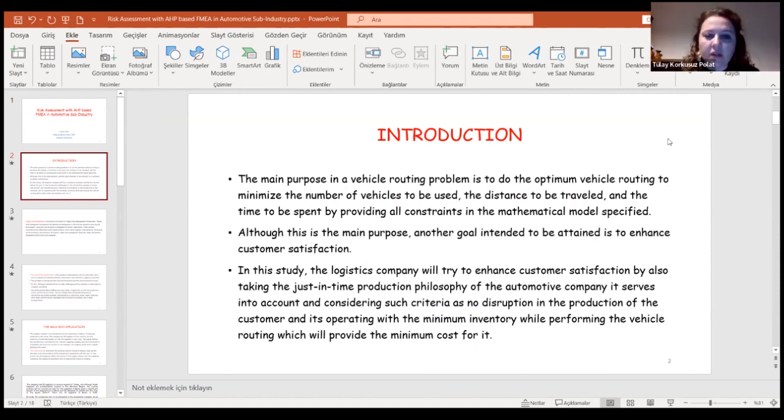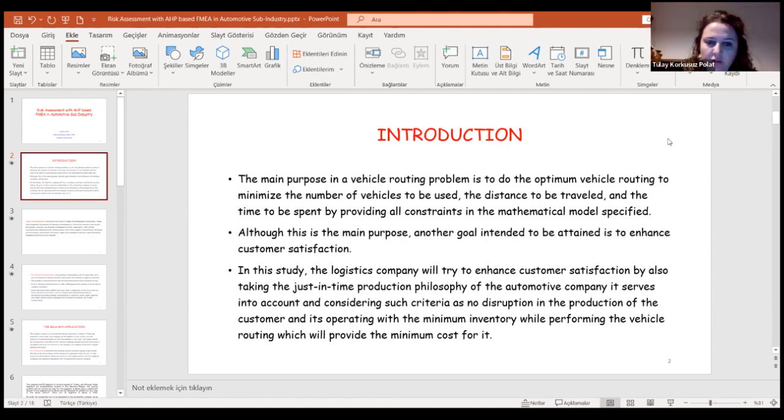The main purpose in a vehicle routing problem is to do optimum vehicle routing to minimize the number of vehicles to be used, the distance to be traveled, and the time to be spent, by satisfying all constraints in the specified mathematical model. Although this is the main purpose, another goal intended to be attained is to enhance customer satisfaction.